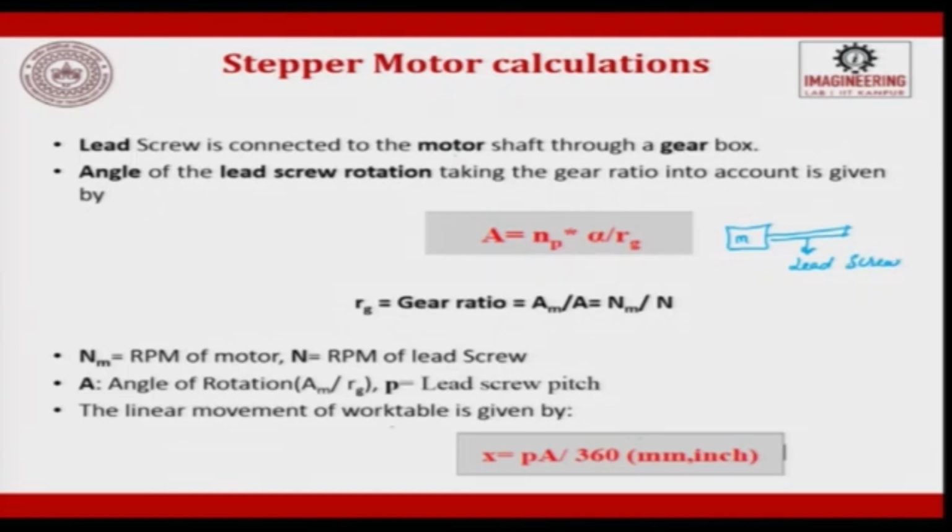So, the lead screw is connected to the motor shaft through a gearbox. Here I said there is a gearbox. What is the function of a gearbox? The gearbox can increase or decrease the speed.